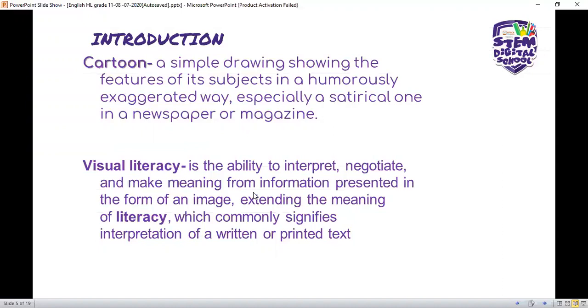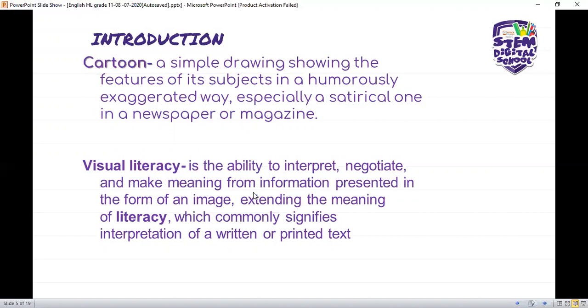And it falls under visual literacy, which is the ability to interpret, negotiate, and make meaning from information presented in the form of an image, extending the meaning of literacy, which commonly signifies interpretation of a written or printed text. Normally, people would limit literacy to written text, but now that we tap into visual literacy, it is brought to our attention that literacy is not just limited to written text, but visuals can be part of literacy. In this way, when we are able to interpret, interact, and negotiate with these visuals, that is called visual literacy, because we are able to devise meaning and understand the purpose of these images being produced. So that's what visual literacy is.